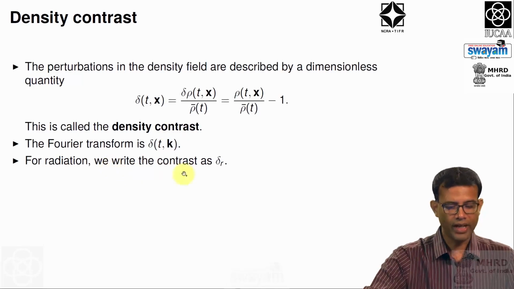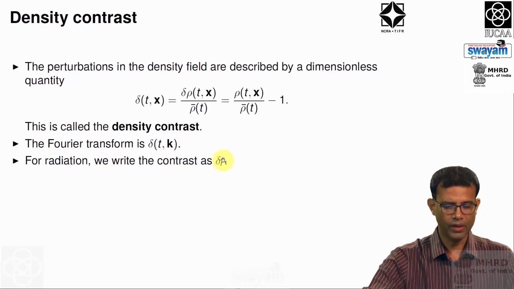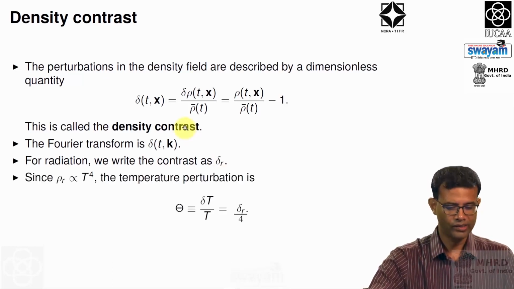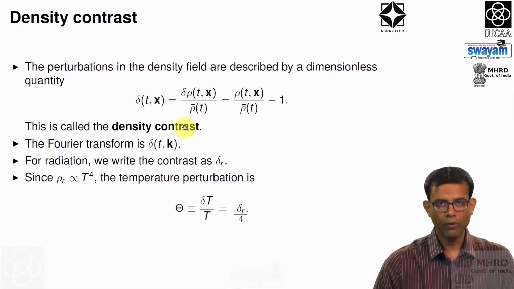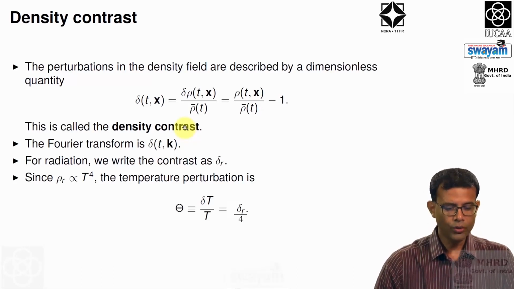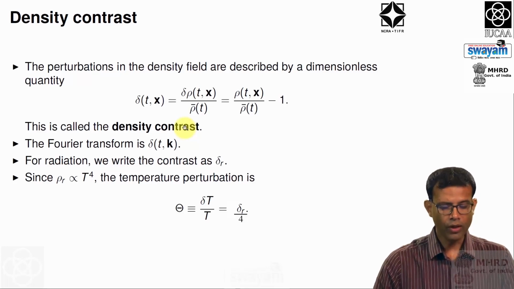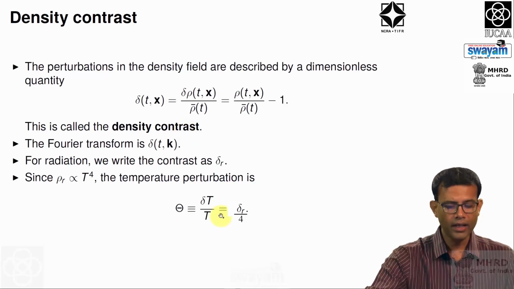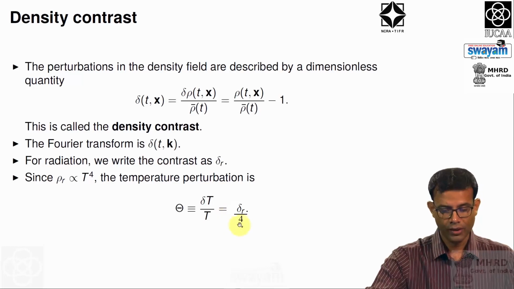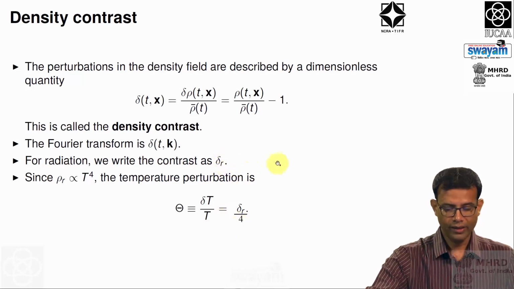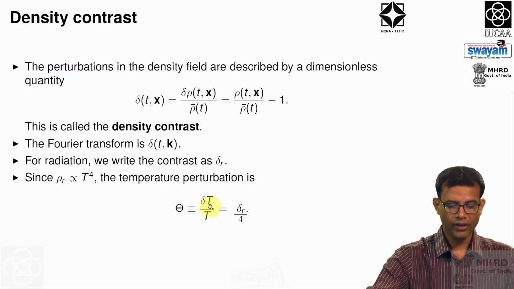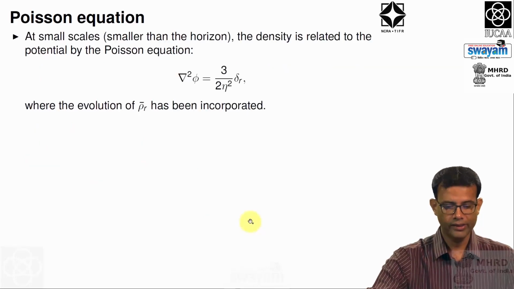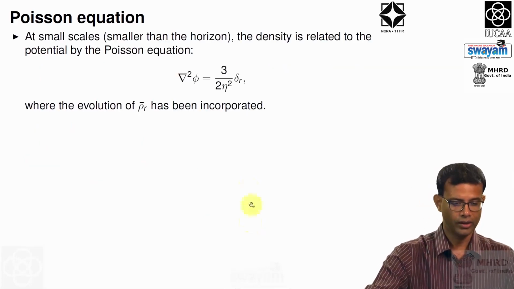For radiation, we will write the density contrast as delta subscript r. Similarly, you can write the delta for matter or any other density field you are interested in. Since the density of black body radiation is proportional to temperature to the power 4, you can also write the dimensionless temperature perturbation as delta T over T, and that would turn out to be just 1 fourth of the density contrast in radiation. So, you can either study the temperature perturbations or the perturbations in the radiation density field, and both are very closely related to each other.